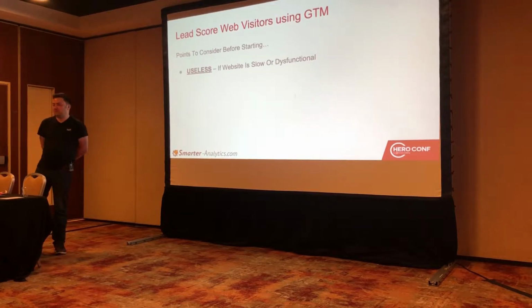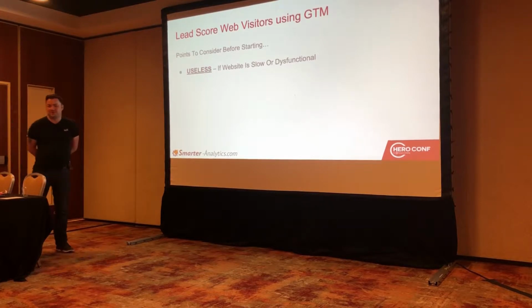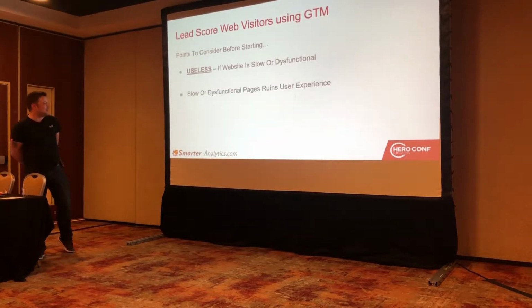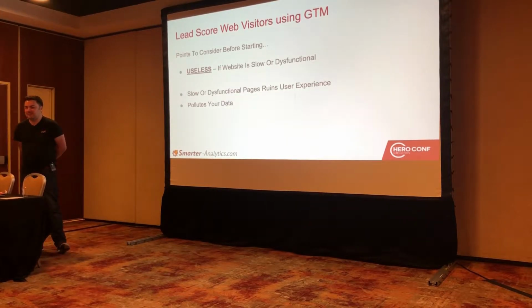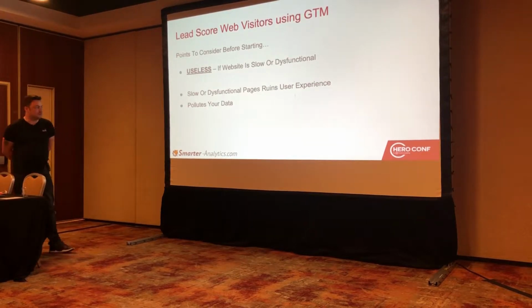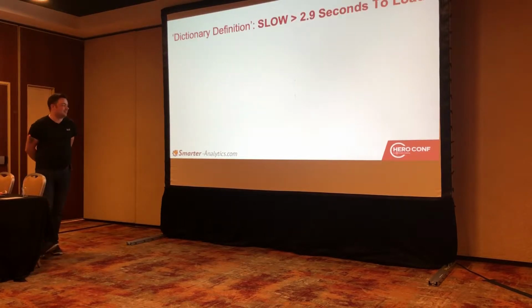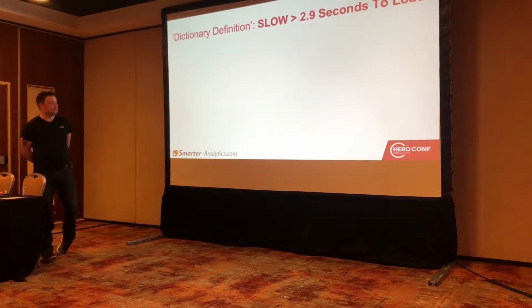Points to consider before starting. Unless the website is fast, this is pretty useless. We are tracking behavioral patterns. Nothing upsets behavioral patterns like a really slow or dysfunctional website because people get frustrated and start behaving in erratic ways. So what happens then is it pollutes our data. It's taking down the wrong scores for the wrong things as people are trying to click on random things or scroll up and down looking for an answer to something. So fast site is critical, functional site is critical. If you're trying to put this on a website that isn't functional and isn't very fast, then you really want to make sure it's both of those things.